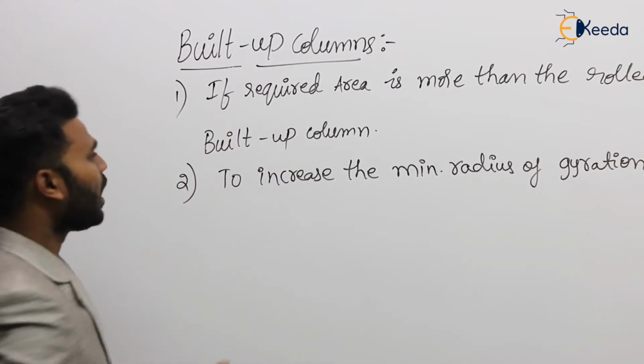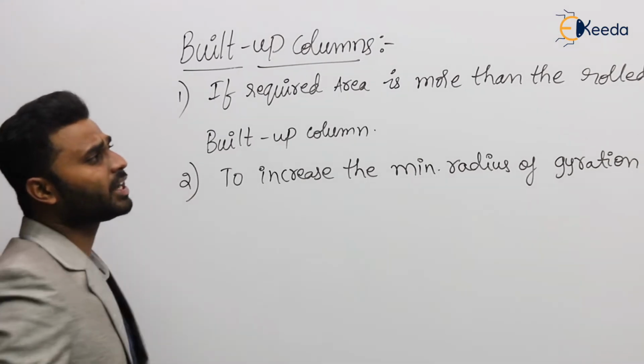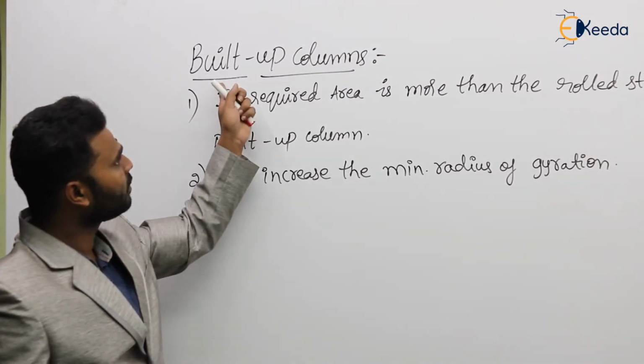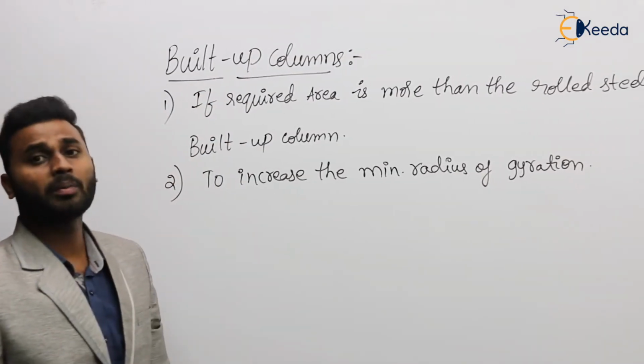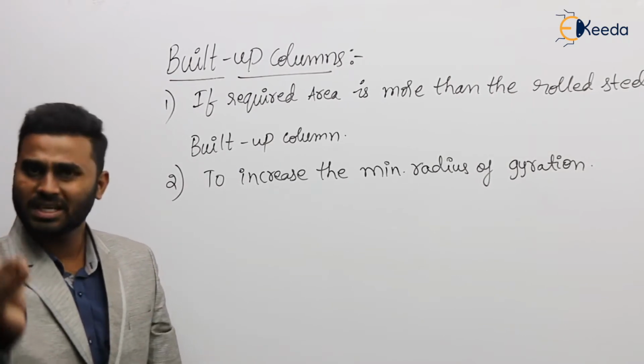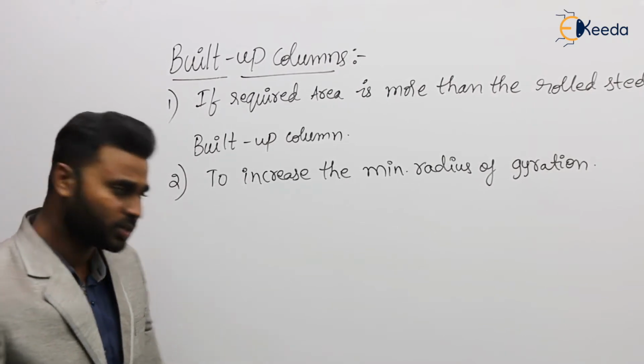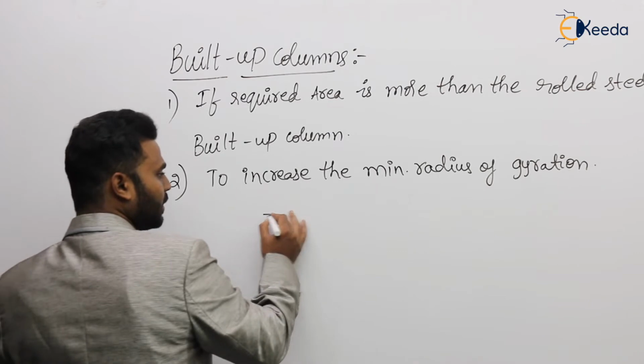Clear? So how to increase this minimum radius of gyration? By going for a built-up column. So upon providing the built-up column, how to increase it? Just with an example I am going to explain. So see the diagram. So this is a channel.